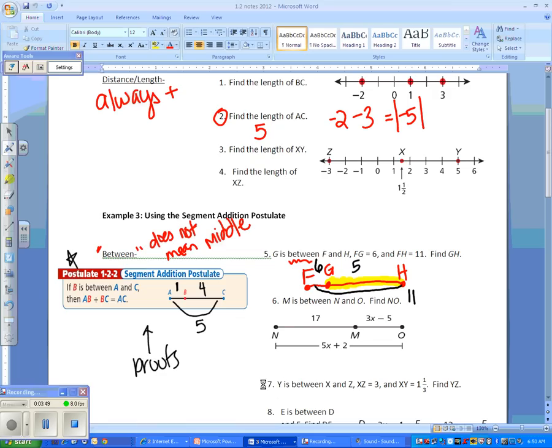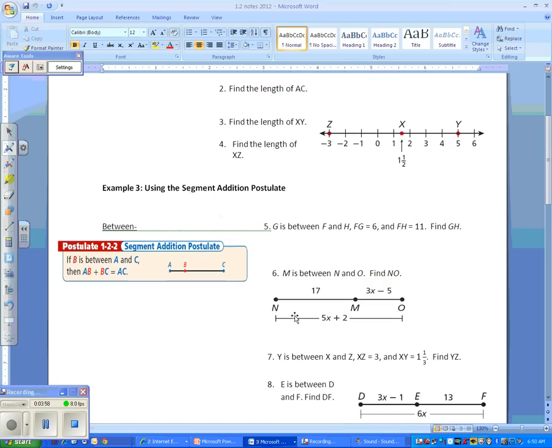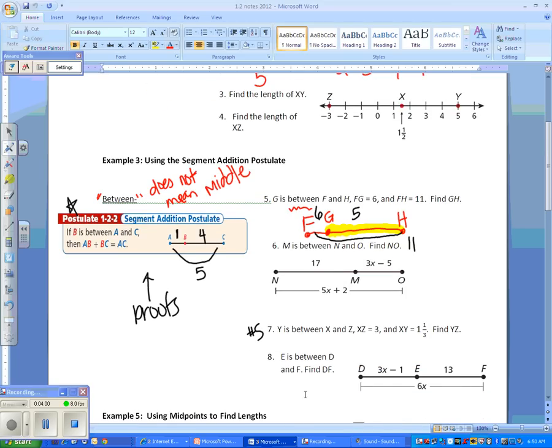Number 7 is just like number 5. And so you're going to have to draw a picture. The only thing that's different is that there's a little fraction here. Number 6 and number 8 are really the same thing as number 5, but the only difference is that we're throwing in x's at you guys, so you're going to have to use some algebra.